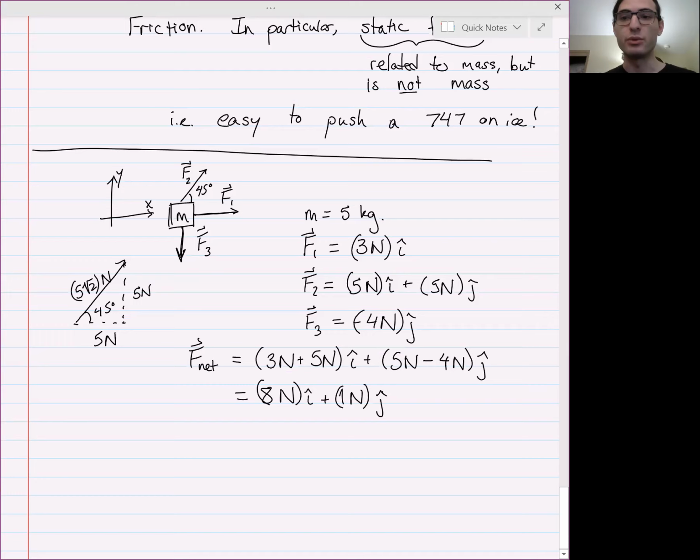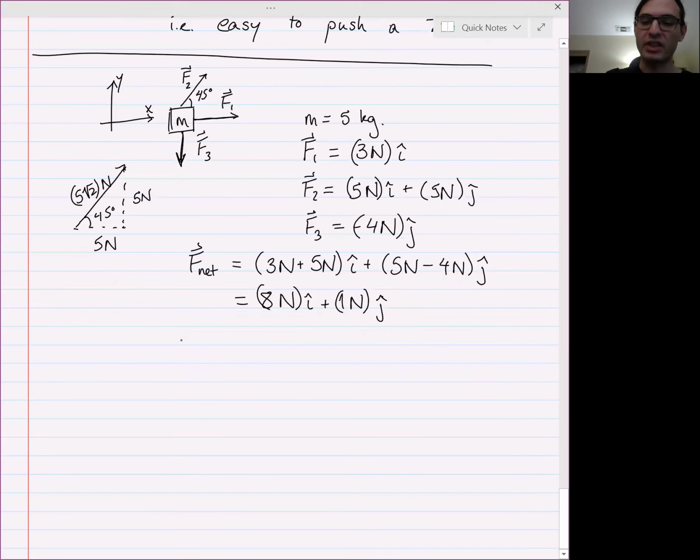Now let's use Newton's second law. Newton's second law is that the center of mass acceleration is F net divided by the mass. This is the acceleration that this object actually experiences, the thing that you would plug into the kinematic equations, assuming it is constant. This would be equal to 8 newtons divided by 5 kilograms in the i hat direction, plus 1 newton divided by 5 kilograms in the j hat direction.